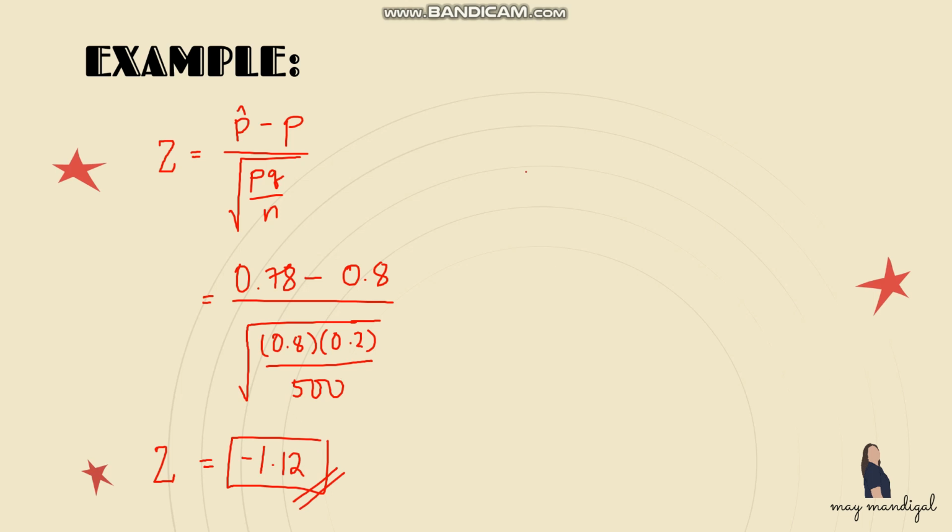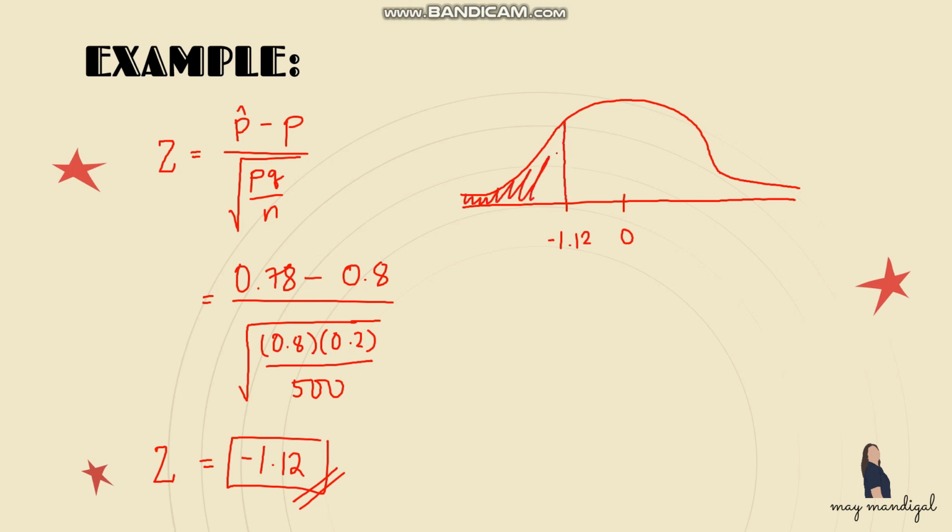Now, after that, let's draw our normal curve. So here in our normal curve, the values that this one shows are the sample proportions. Okay, the probability of our sample proportion. So just take note of that. Again, this normal curve shows us the probabilities of our sample proportions. So let's say this is 0, and then we have negative 1.12. So this is the shaded region because less than 78%. So that means we are getting the left side of our z-score.